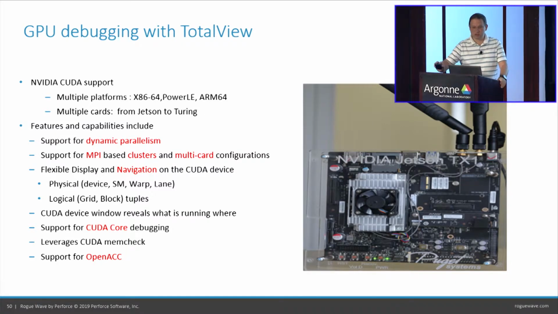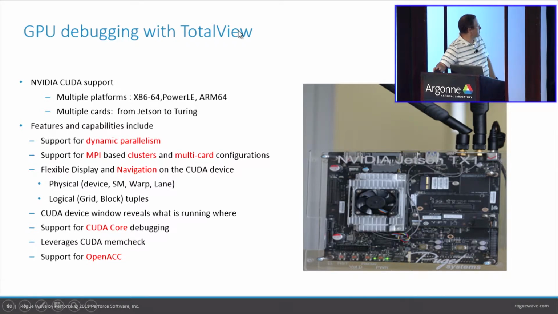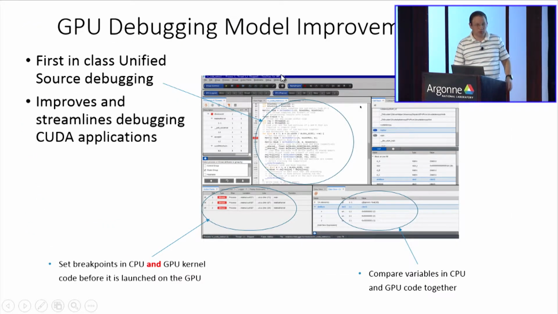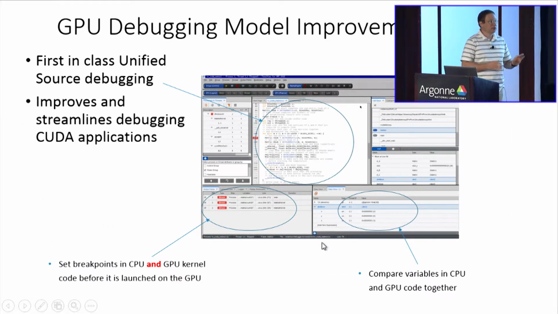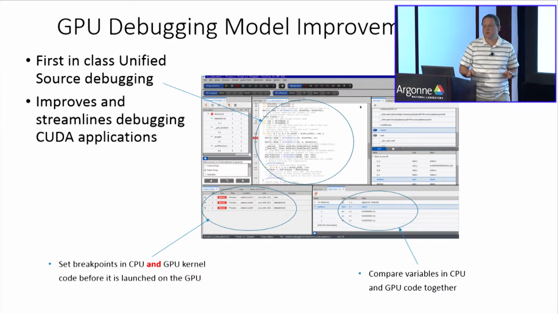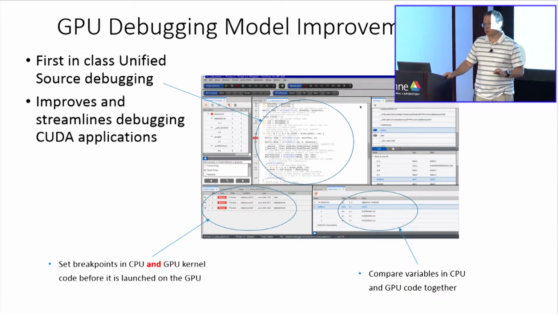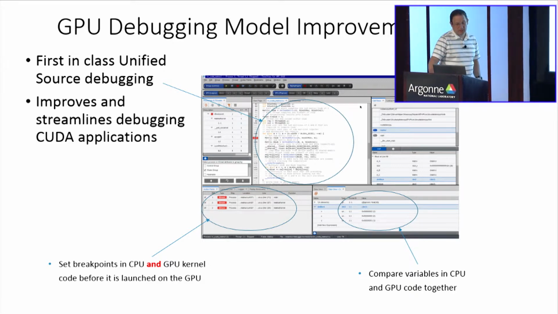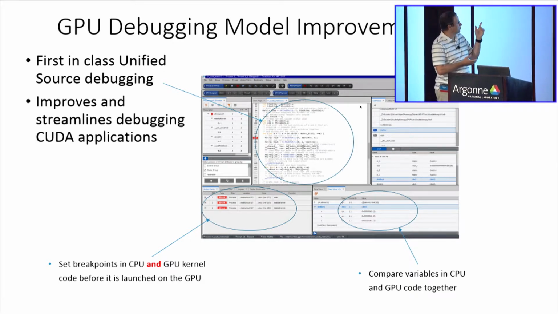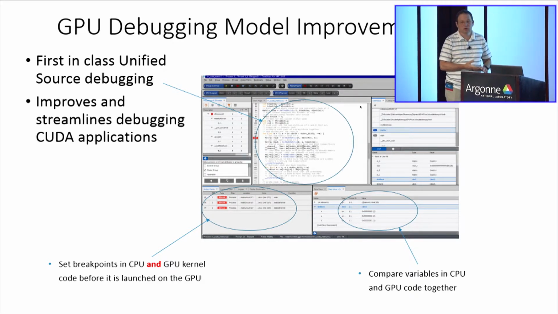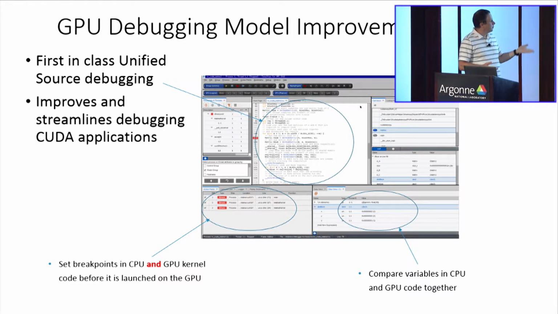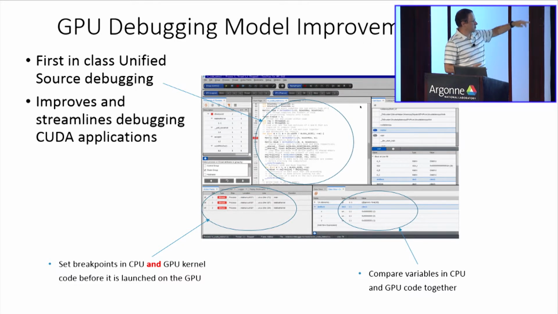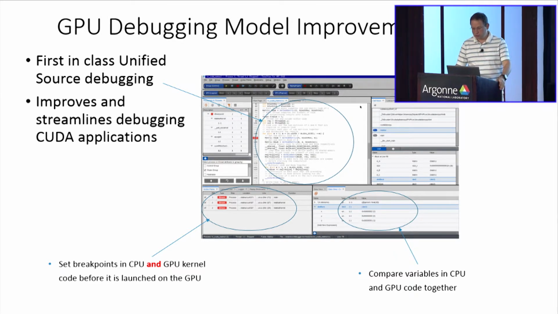I don't want to go through all of this, I just want to give you the main idea. You can do debugging on GPU the same way you do on CPU with TotalView. We basically introduced unified source debugging, so you can have the same session, and in the same session, you can debug CPU and GPU. Let me show you an example of that.